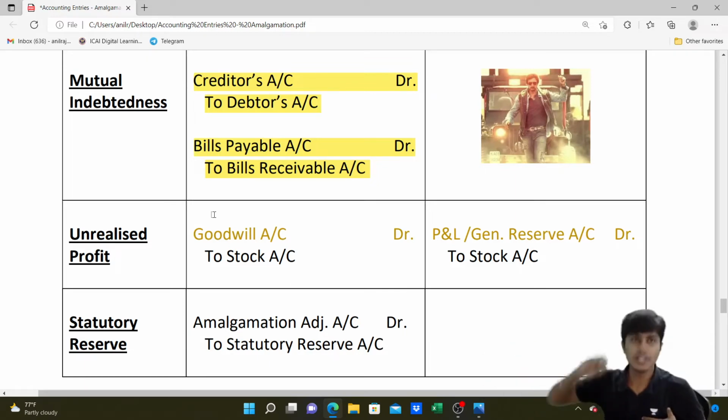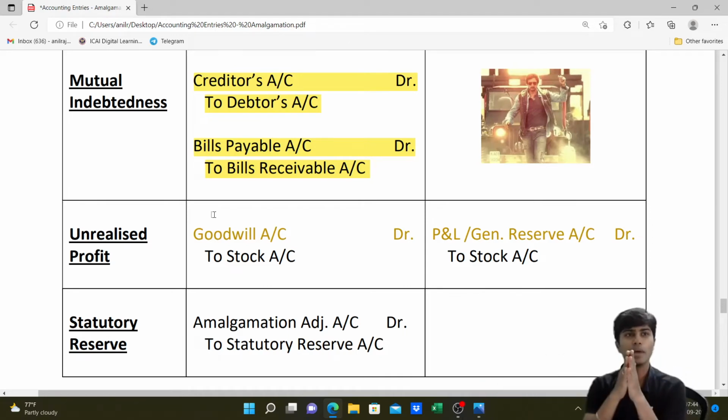The transferor didn't sell it to an outsider. The stock is with the transferor, and then we go for amalgamation. So now the transferor's stock will become my stock. So I have sold stock to myself, meaning the stock now in my books of accounts, whose cost is 100, is recorded at 110. So I've recorded profit which is not realized. This has to be written off.